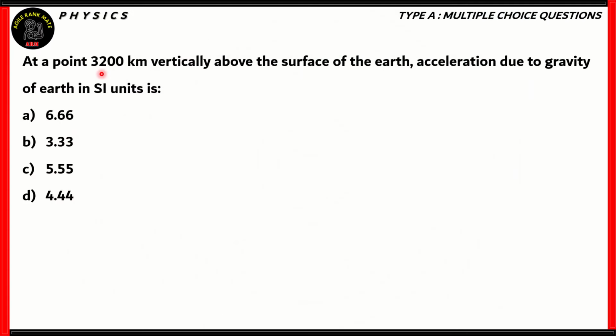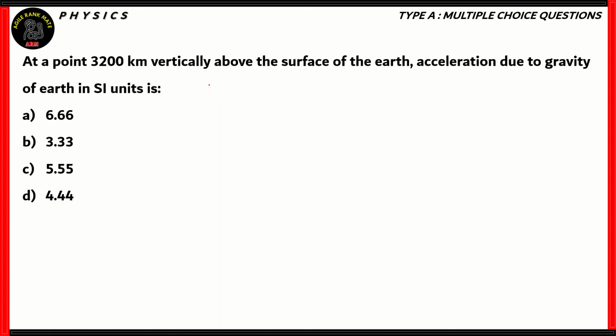Here's our first question. This one's from physics. At a point 3,200 kilometers vertically above the surface of the Earth, the acceleration due to gravity of Earth in SI units is: 6.66, 3.33, 5.55, 4.44. So, how do we solve this question?